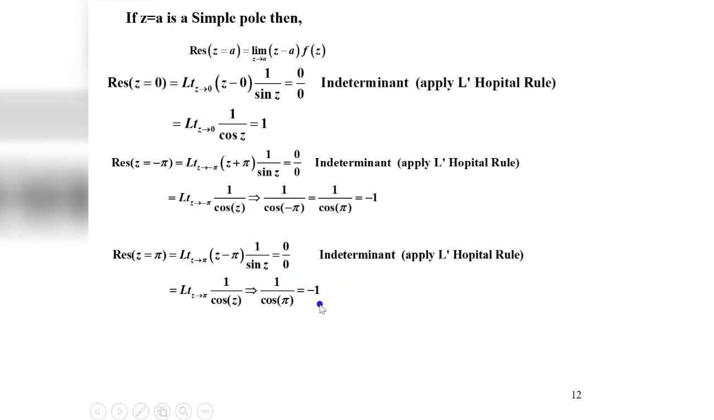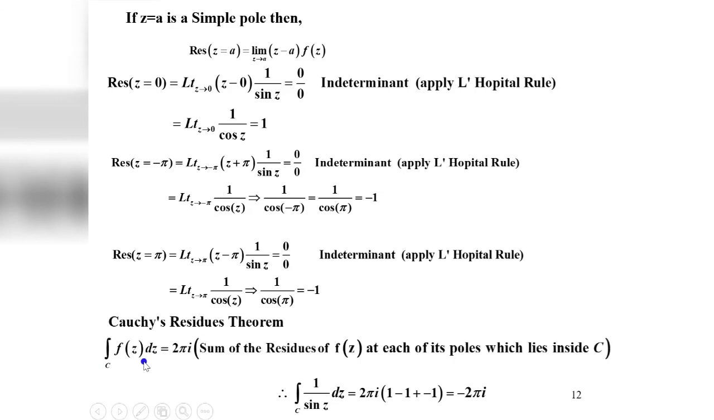And finally, by Cauchy's residue theorem, the integral over C of f(z) dz equal to 2 pi i times the sum of the residues. In this problem, we have the function as 1 by sin z and 2 pi i times the sum of the residues. We have 3 residues. Those values are 1, -1 and -1. By substituting those values, we are getting the final value as -2 pi i. So finally, we are getting the integral over C of 1 by sin z dz as -2 pi i.